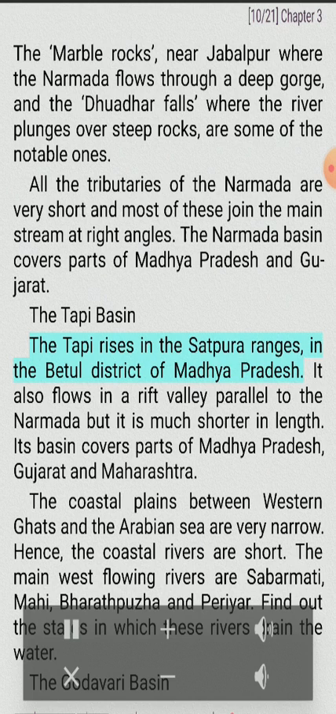The Tapi Basin. The Tapi rises in the Satpura Ranges, in the Betul district of Madhya Pradesh. It also flows in a rift valley parallel to the Narmada, but it is much shorter in length. Its basin covers parts of Madhya Pradesh, Gujarat and Maharashtra. The coastal plains between Western Ghats and the Arabian Sea are very narrow. Hence, the coastal rivers are short. The main west-flowing rivers are Sabarmati, Mahi, Bharathapuzha and Periyar. Find out the states in which these rivers drain the water.